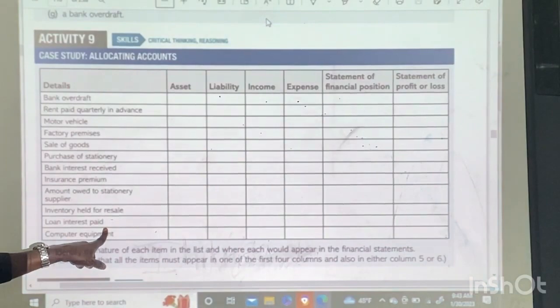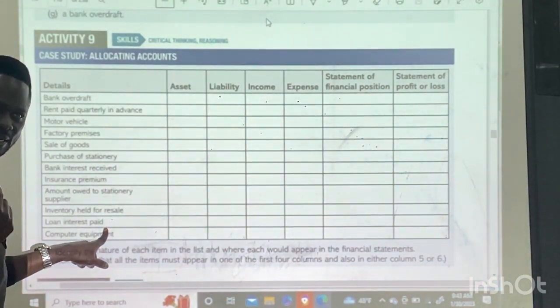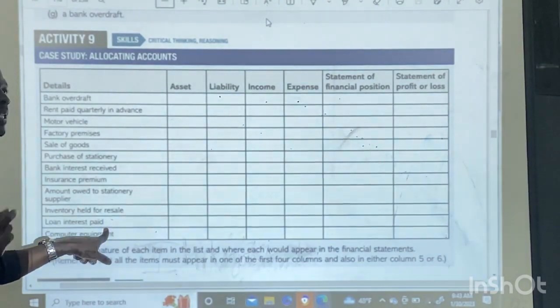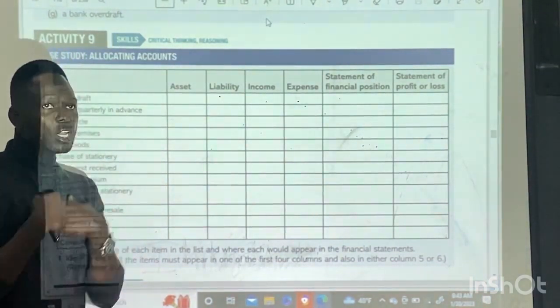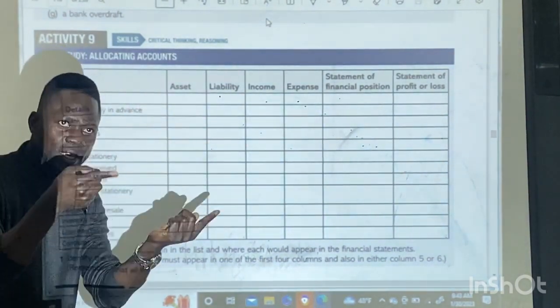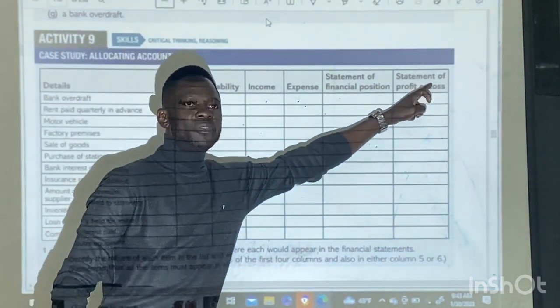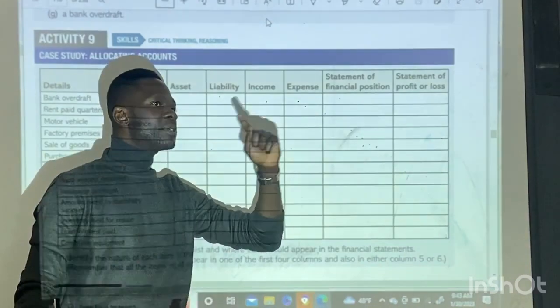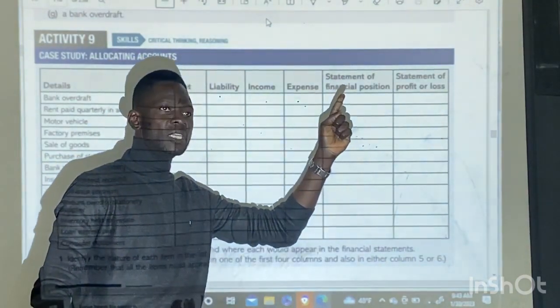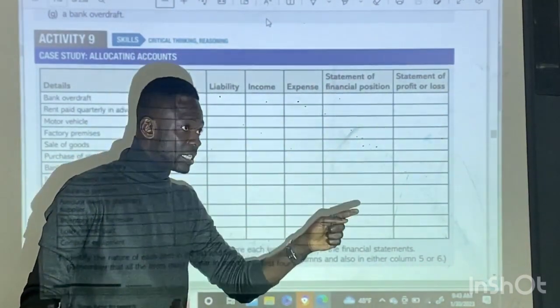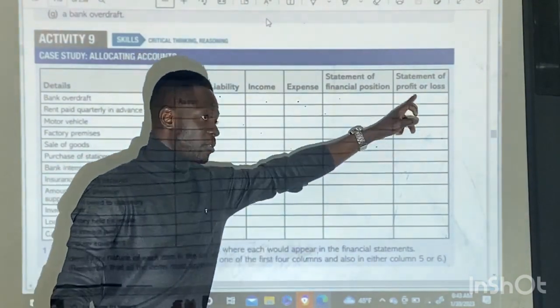Do you get it now or not? Do you get how interest is an expense now? The interest you receive is an income for you. The interest you pay is an expense. So both of them go to what? Statement of profit or loss. Income received will be added to your gross profit. Interest received will be added to your gross profit.